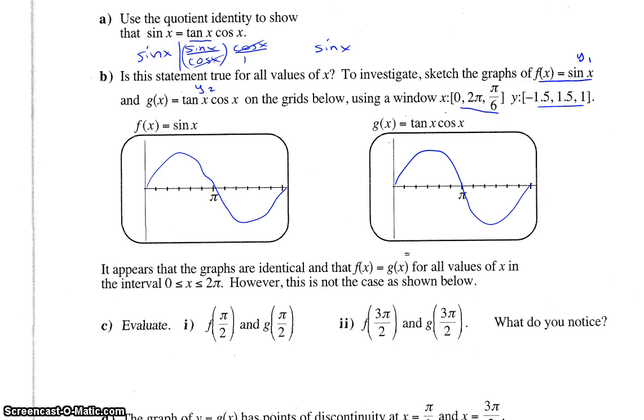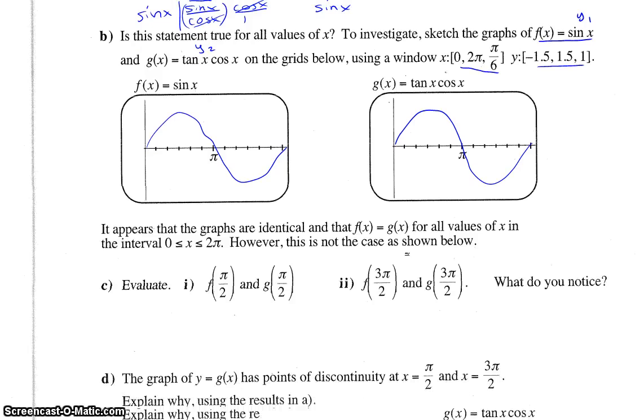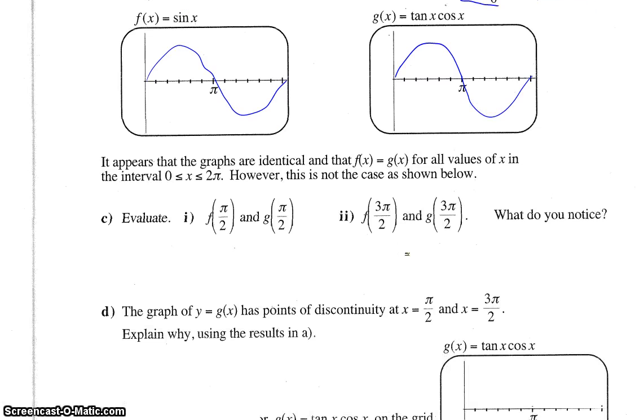It appears the graphs are identical and that f of x equals g of x for all values of x in the interval. However, it's not actually true. So let's evaluate what f at pi over 2 is. f of x, just to write this down again, was equal to sine x, and g of x was equal to tan x cos x.